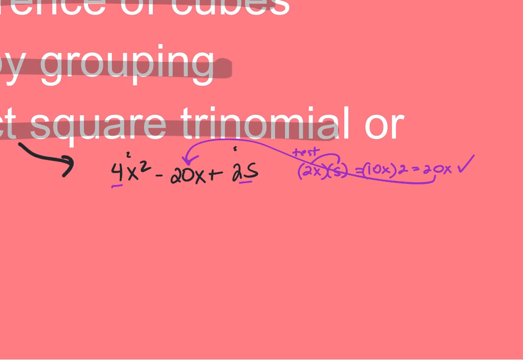And then to actually factor it, we square root the first one, we square root the last one, we take the sign from the middle, put it in parentheses, and square it.